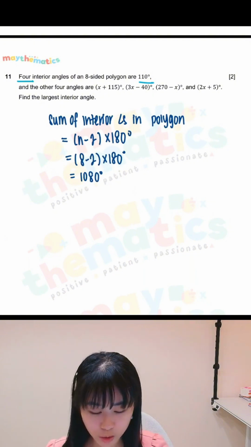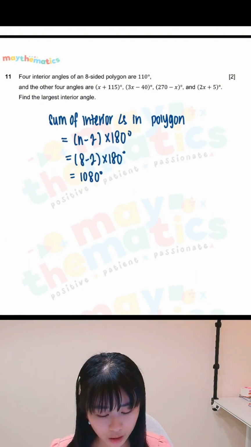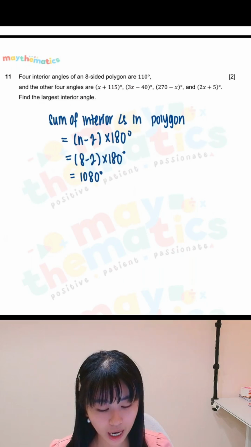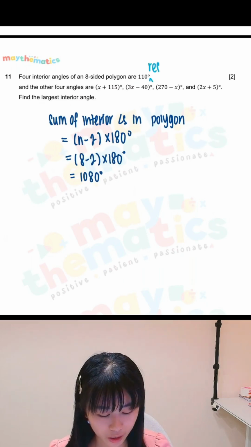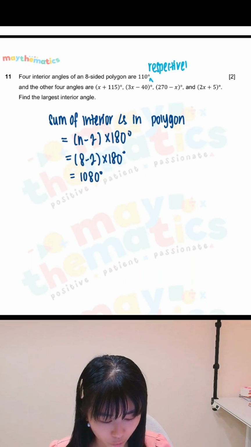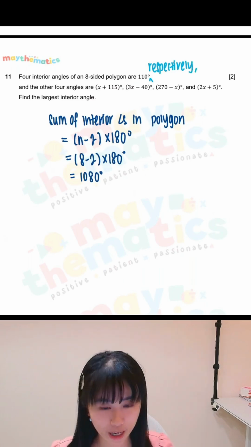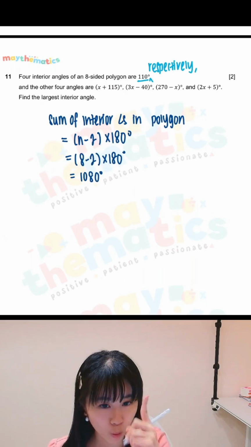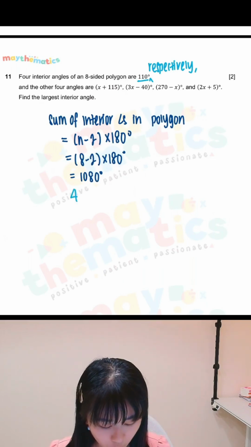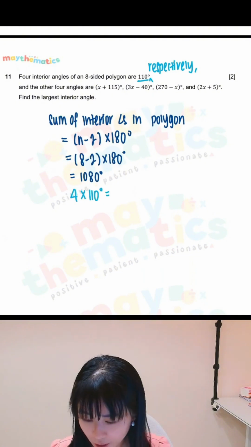I think this question should be phrased a bit better. 4 interior angles of an 8-sided polygon are 110 degrees respectively. They need to add this word, else it's a bit confusing. You don't know if the 110 is all the 4 or each. So if it says respectively, it means each of them is 110. So 4 times 110, which you get 440.